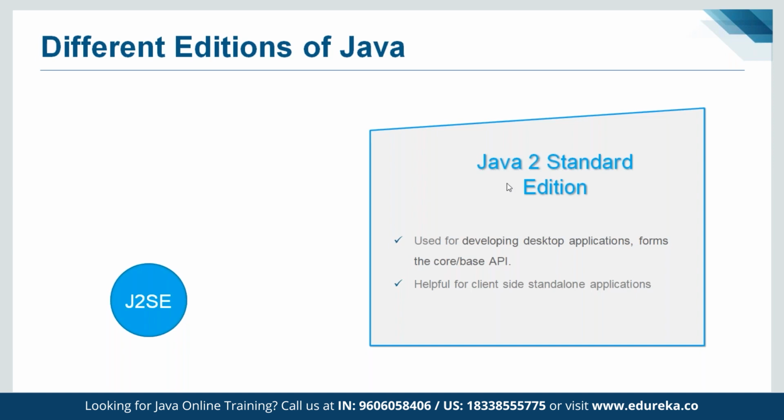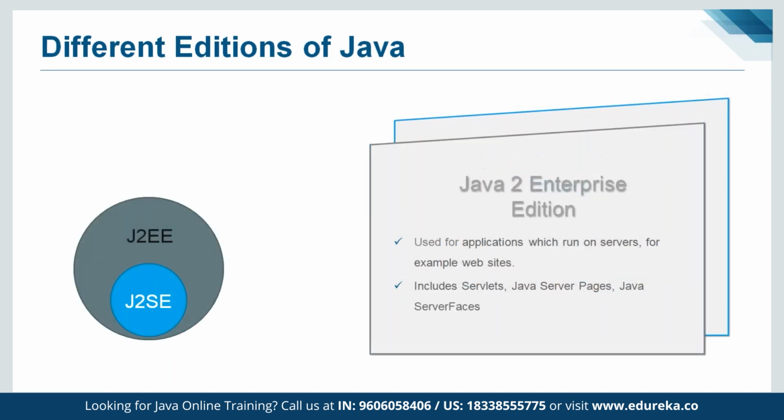The second platform that we have is called J2EE. It is used for developing server-based applications, and it is used for developing web applications, which in Java includes servlets, JSP, JSF, JavaServer Faces, all those things. So this is the enterprise edition. What is an enterprise application? A web-based application or a client-server application.